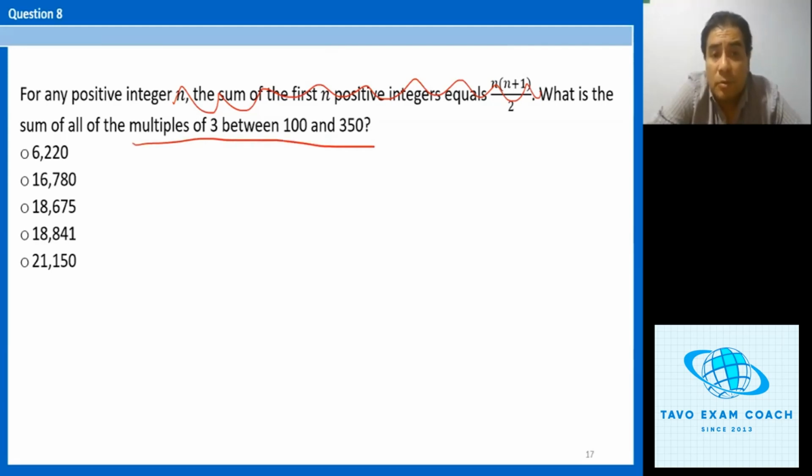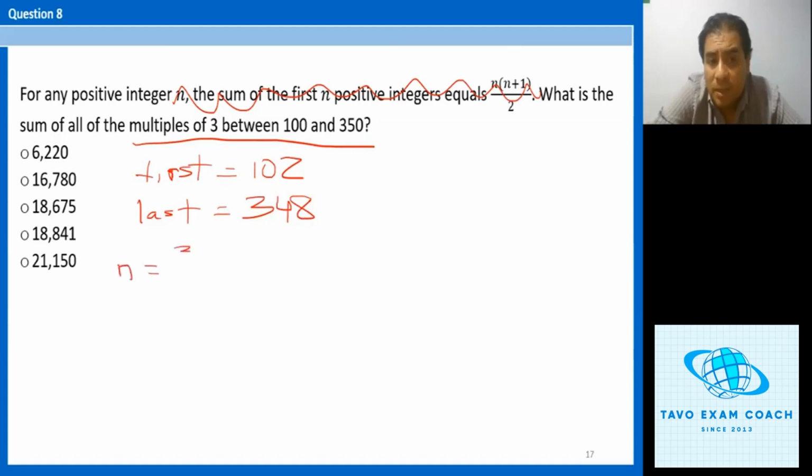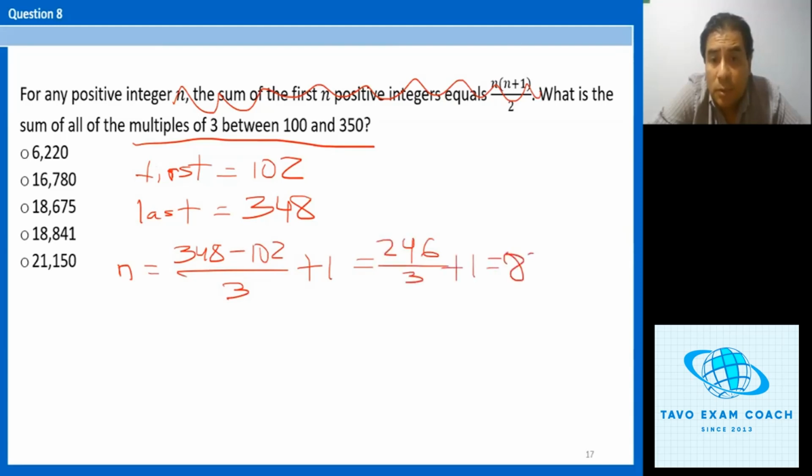We have an arithmetic sequence here. The multiples of 3 between these two values: the first multiple of 3 would be 102, and the last would be the closest value to 350, in the 340s, that is at the same time a multiple of 3, that would be 348. And now, what is the number of elements? It would be (348 minus 102) divided by 3, plus 1. So that gives you 246 over 3 plus 1, that is 82 plus 1 equals 83.